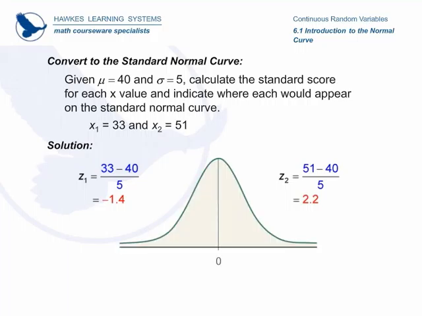Now let's draw the values. For our standard normal curve, we know that our mean equals 0 and our standard deviation equals 1. So 0 plus 1 standard deviation and 0 minus 1 standard deviation. Now we can plot our z-scores. Z sub 1 is plotted at negative 1.4 and z sub 2 is plotted at 2.2.